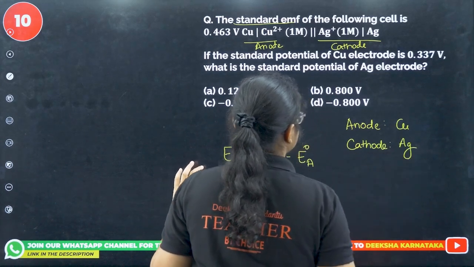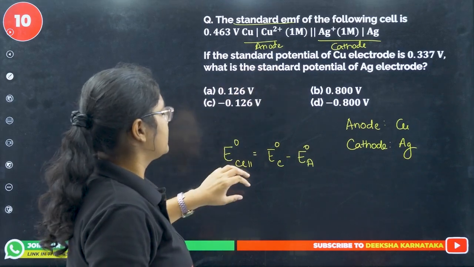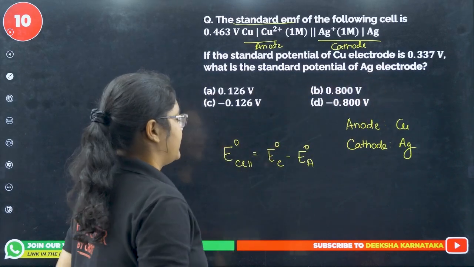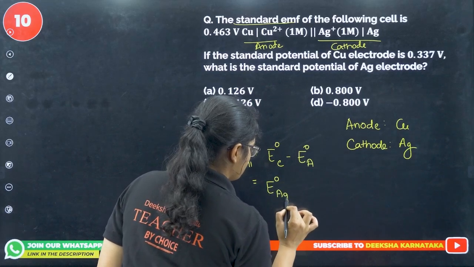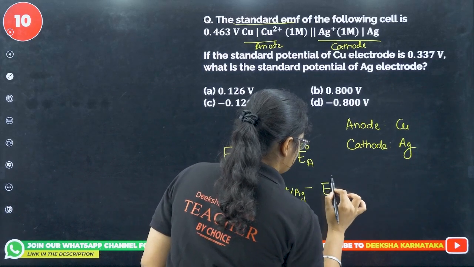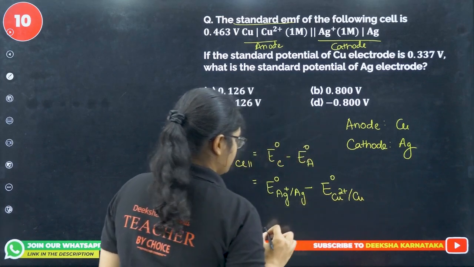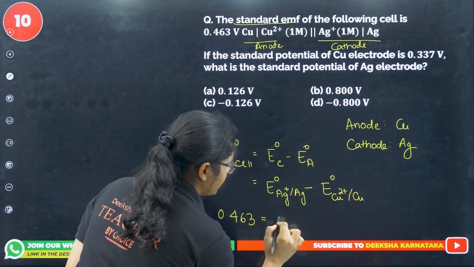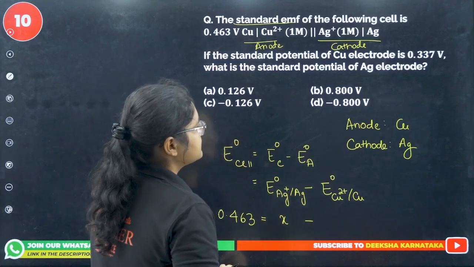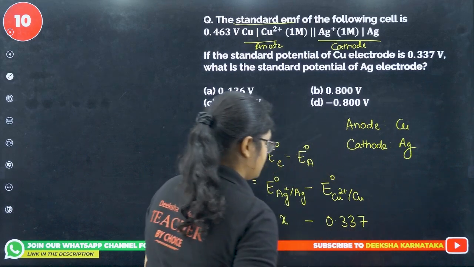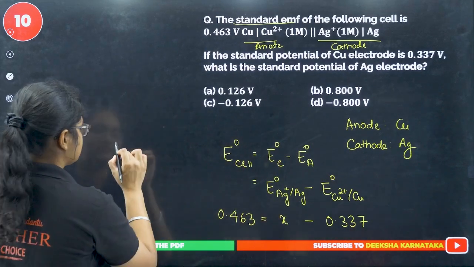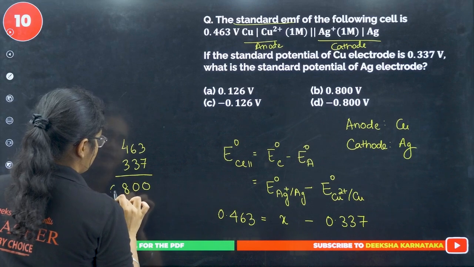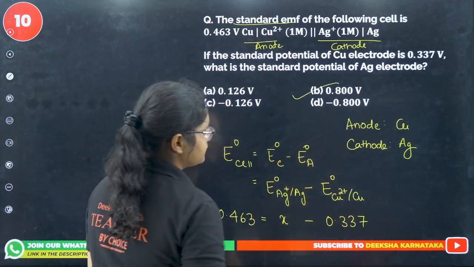cathode is silver. So if the standard potential of the copper, which is your anode, is 0.337 volt, what is the standard potential of the Ag electrode? I can write E naught of Ag plus to Ag minus E naught of copper 2 plus to copper. The value of E naught of the cell given is 0.463. Then we have X, which is silver, that I have to find out, and this is 0.337. Now if I solve this, you just add 0.463 plus 0.337, so you will have plus 0.8, which is your option number B here.